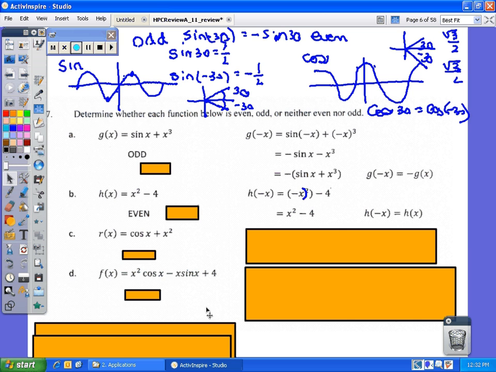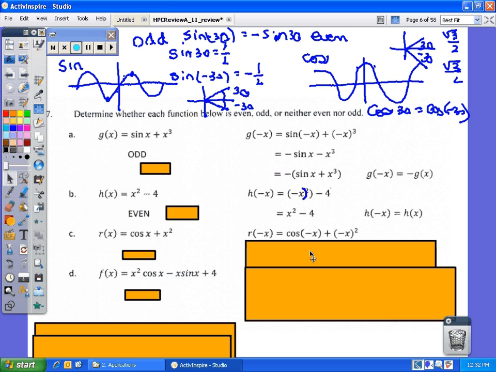All right, same procedure. Here I have a function. The input is a positive x. This is what I get. This is the rule. If I input a negative x and I get the same rule, it's even. If I input a negative x and I get opposite signs, it's odd. If I input a negative x and I don't get opposite signs or the same signs, then I have a neither situation. So let's see what happens with this one.